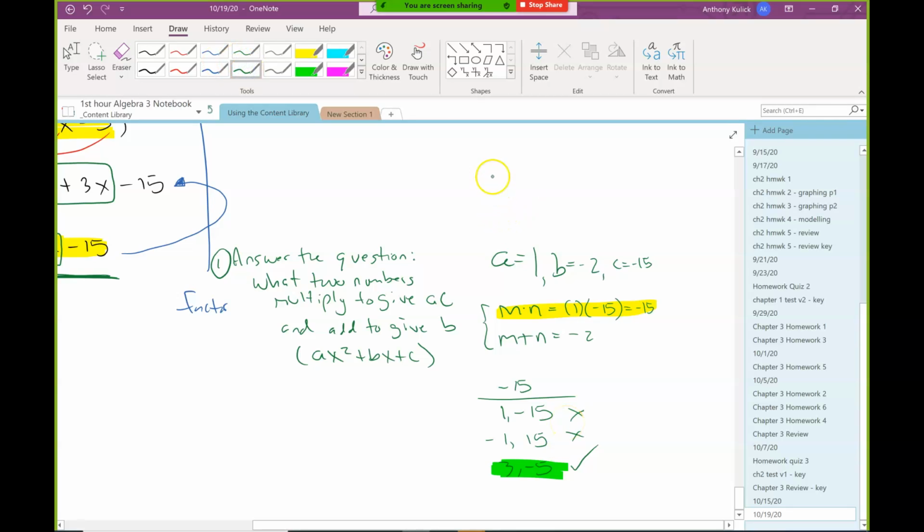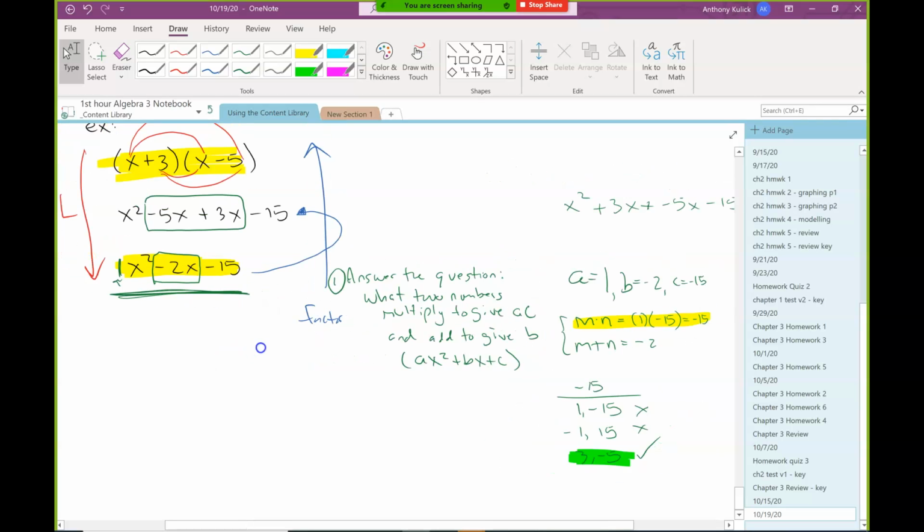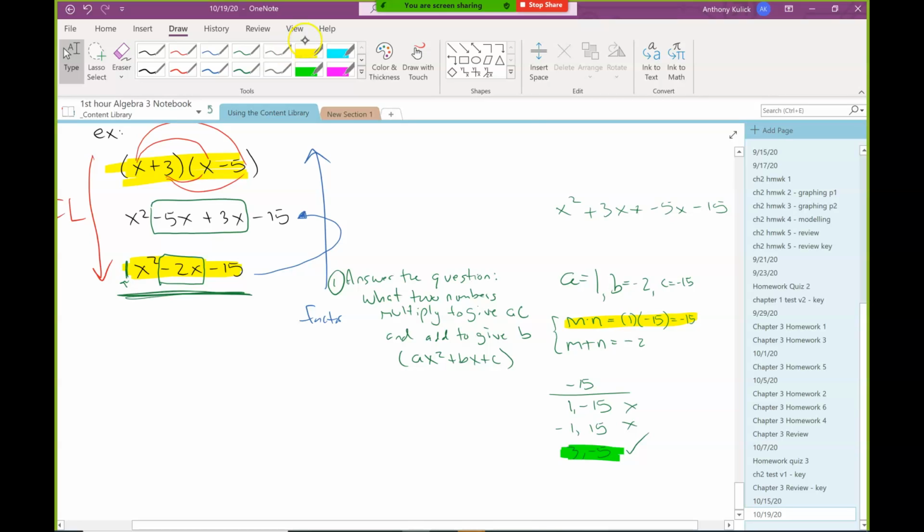So what that allows me to do then is I can write x squared plus 3x -5x minus 15. And if we look, that's exactly what we have here, except the 3x and the -5x are written in a different order, but that's fine. It's no big deal. Does everybody see that? Okay.